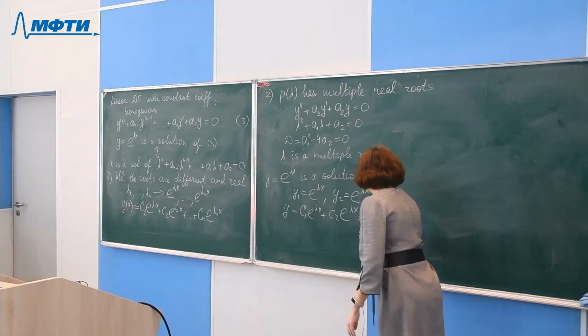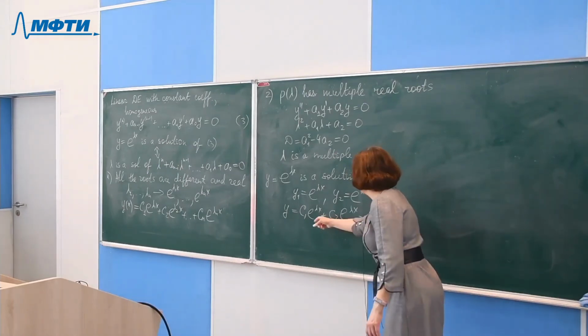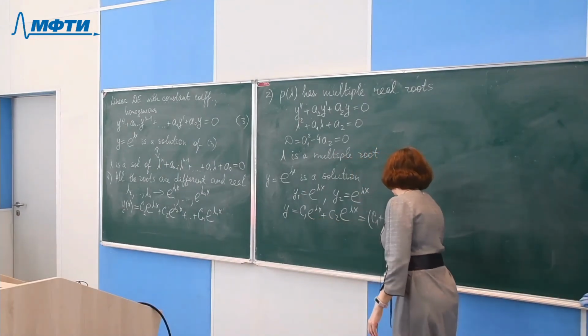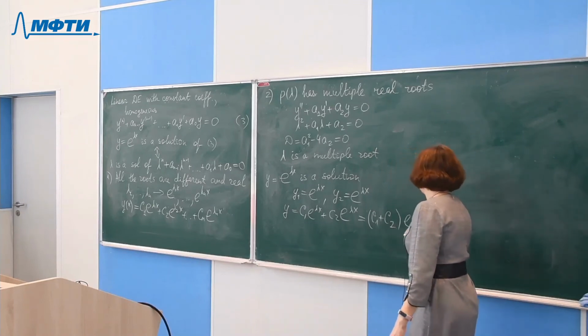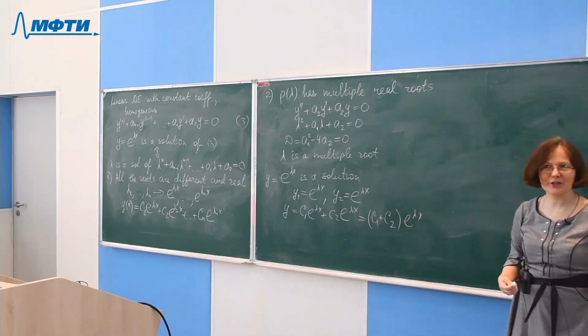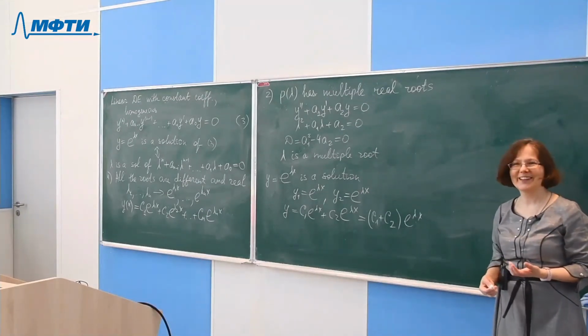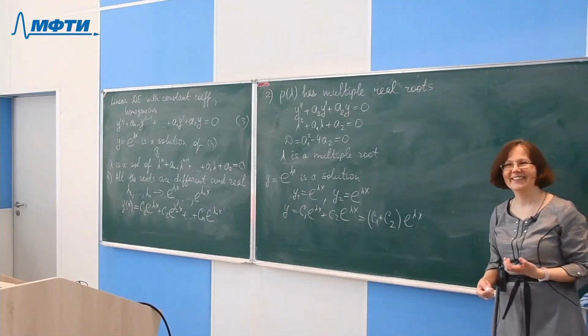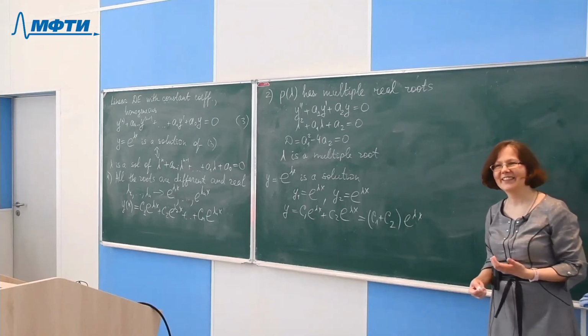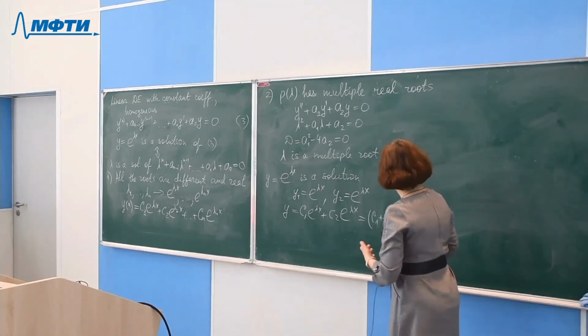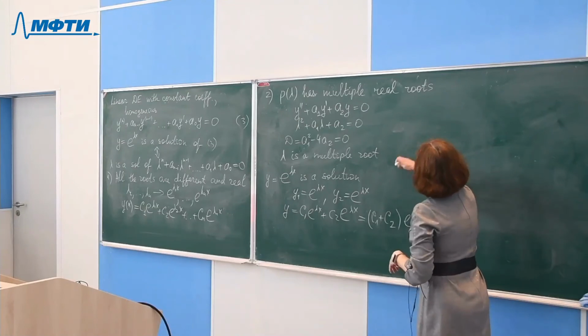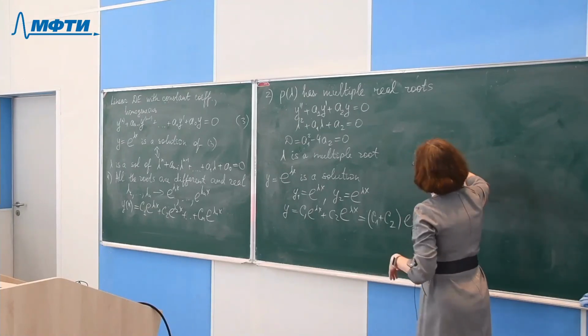Because actually it is not two constants, it's just one constant. So we need the second function to satisfy this equation. How to find the second function, do you know? If it repeats one time, x times e to the power lambda x, right? But maybe let's derive this fact.